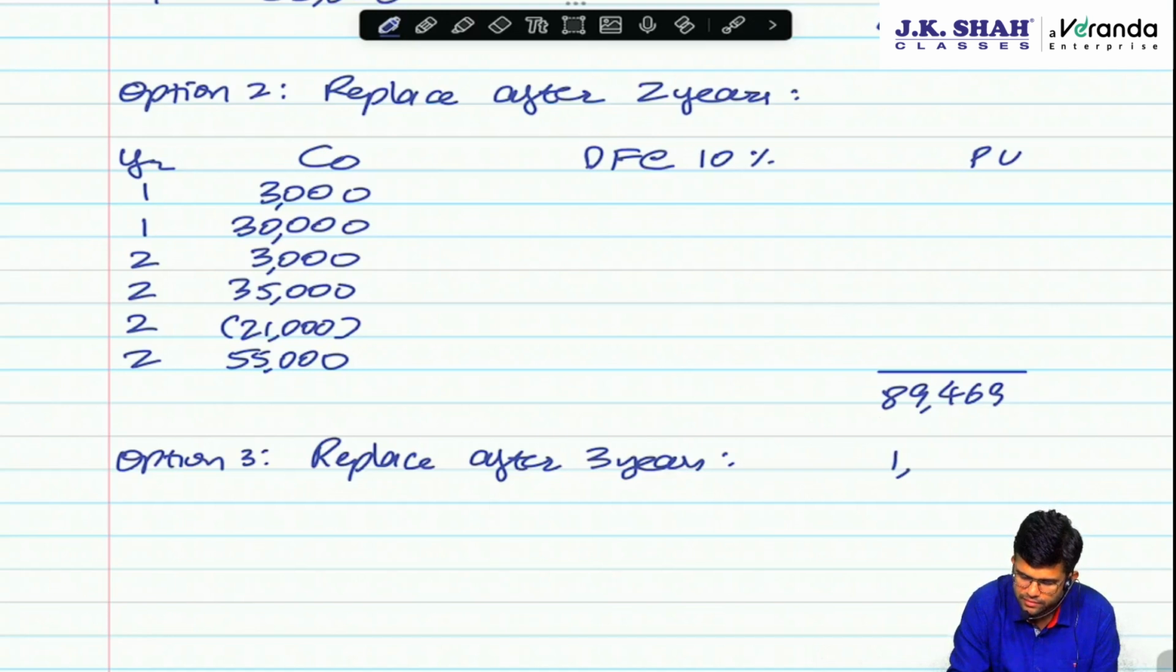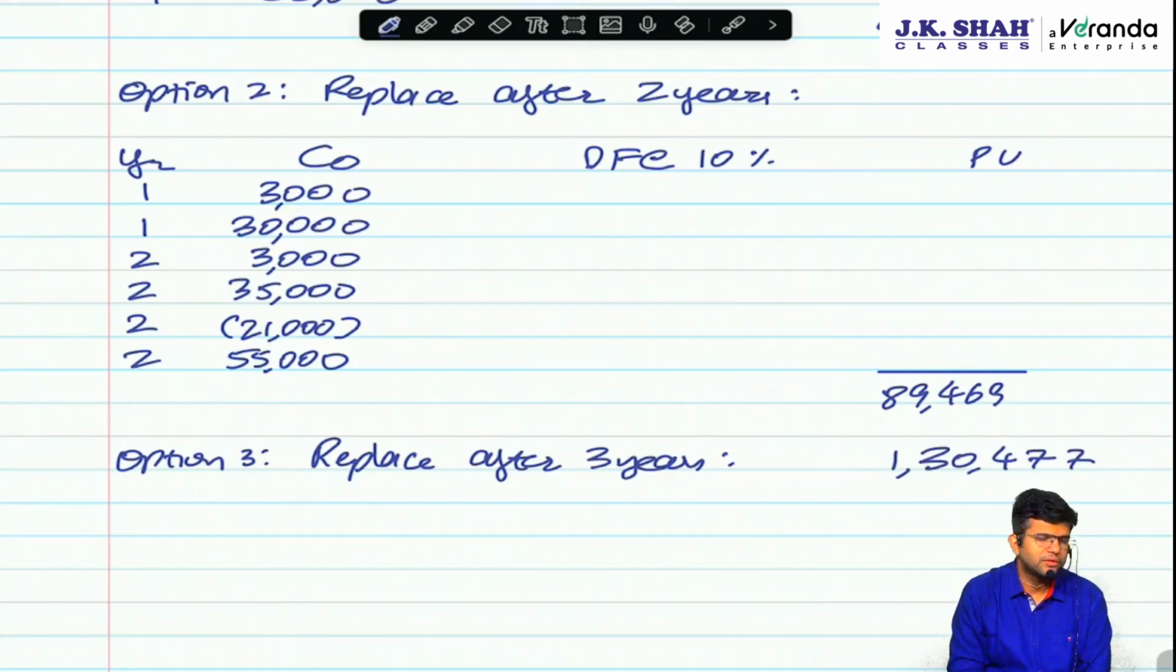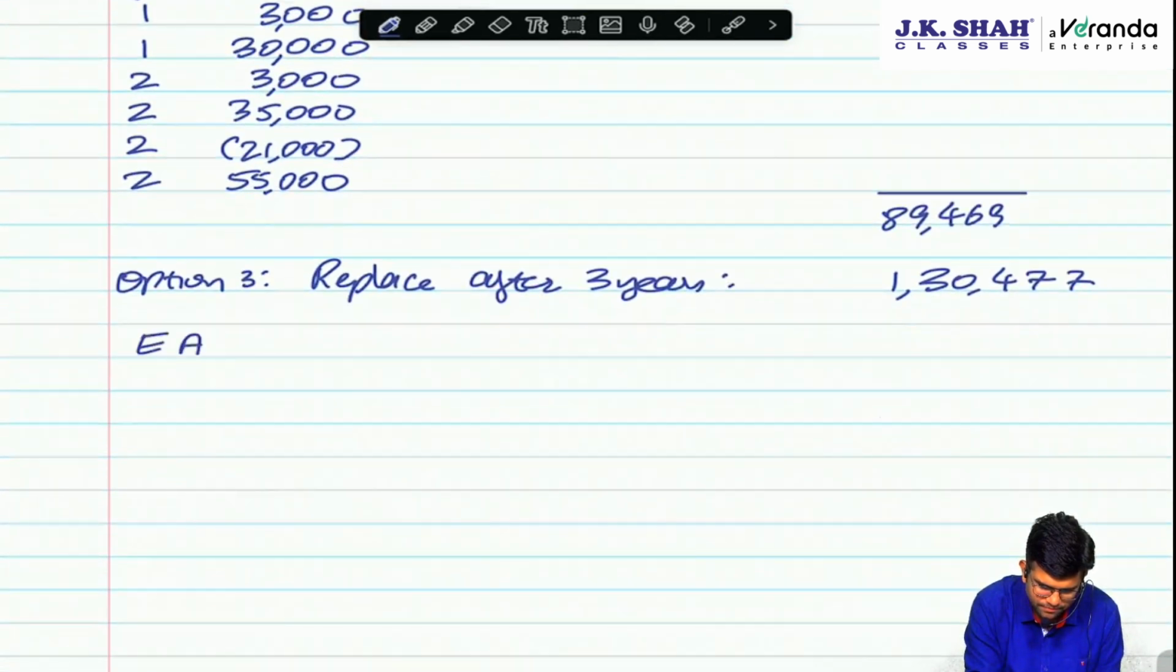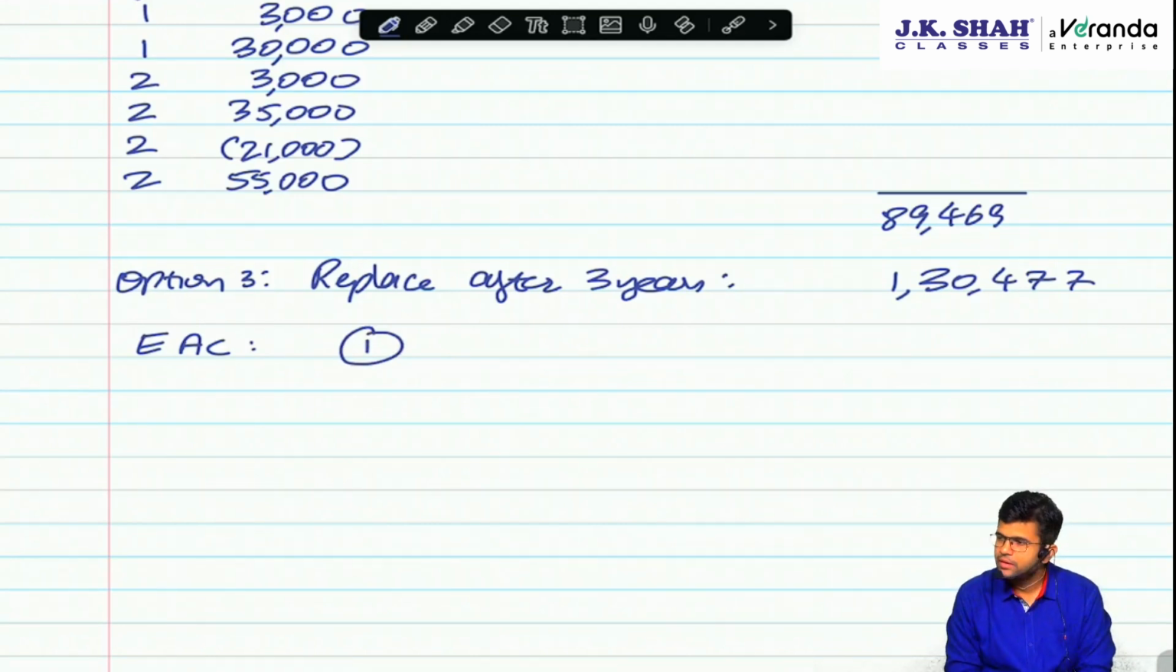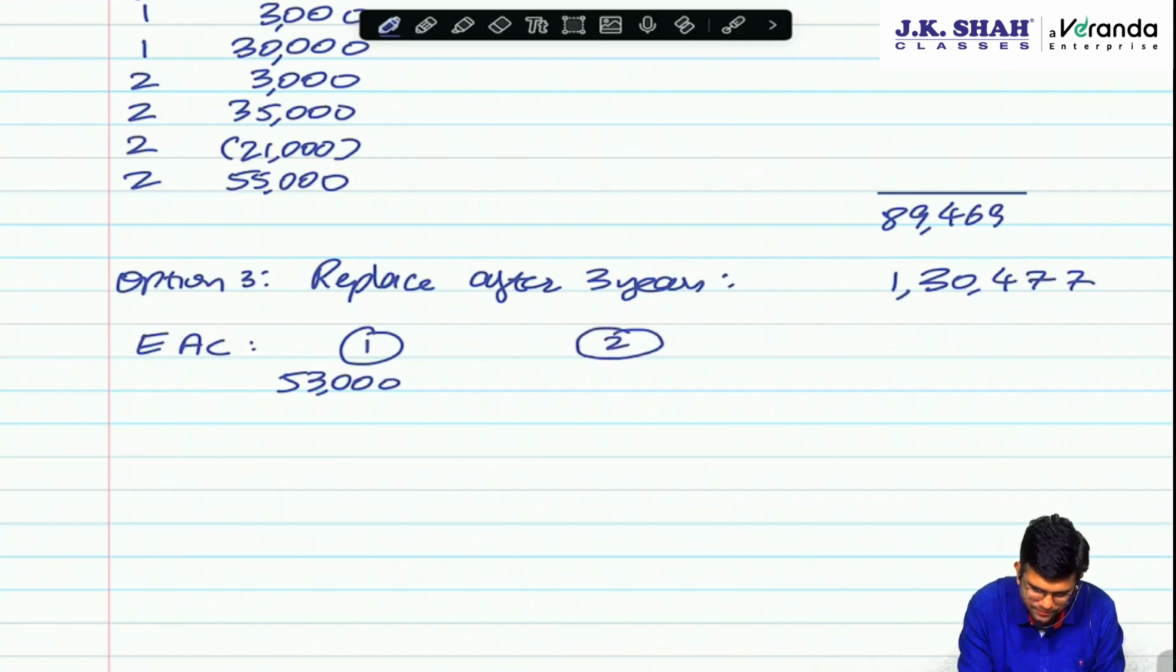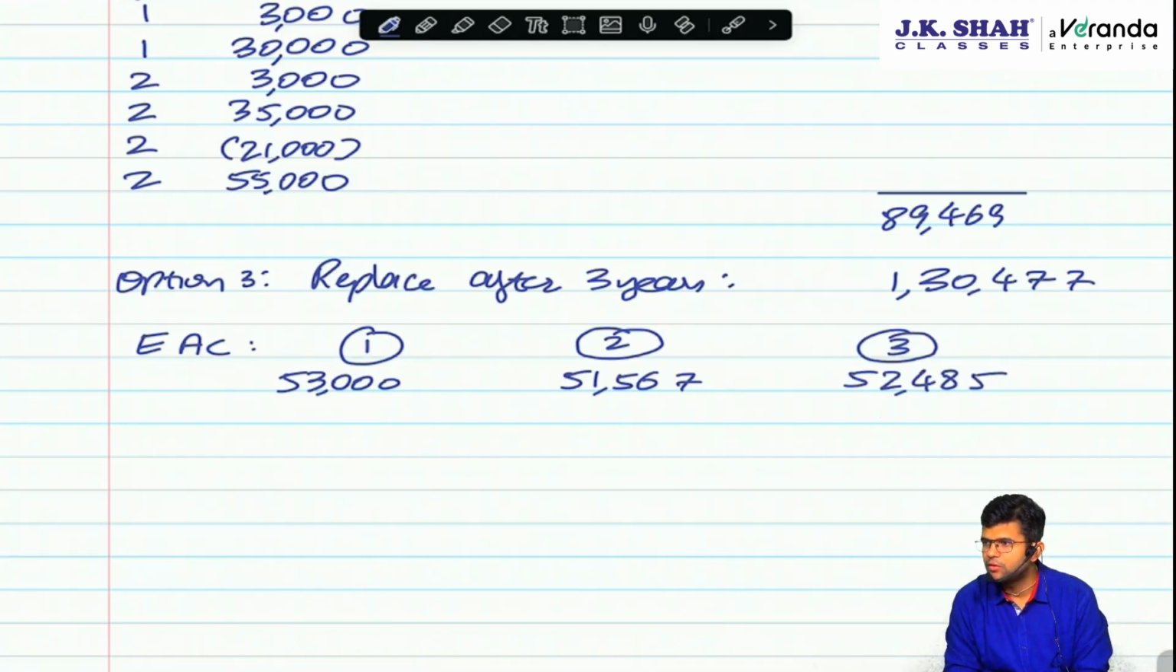1 lakh 30,477. All done. Can you get me the EAC please, everyone? 3 EACs. Everyone done? First one is how much? 53,000. Next one is 51,567. Third one 52,485. You got these numbers?